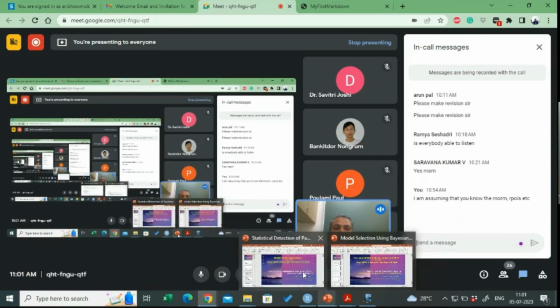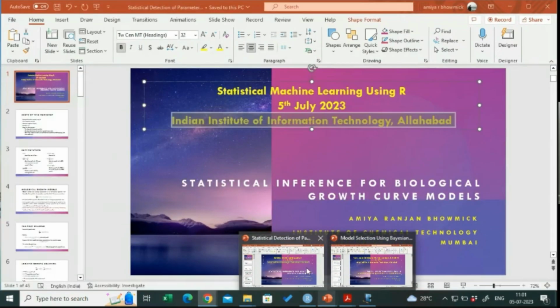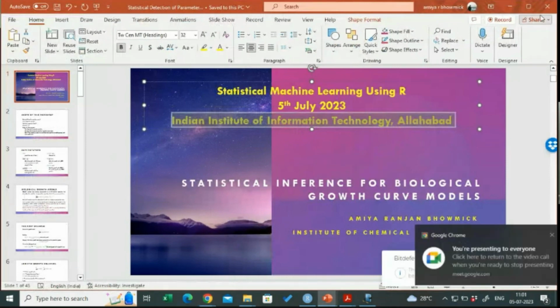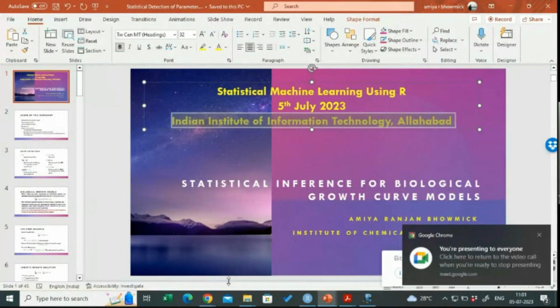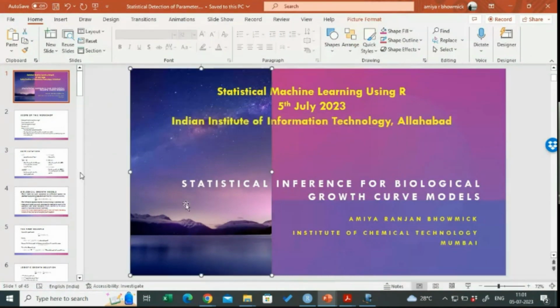So this is a demonstration of dynamic documentation using R. Now, because we have one session on differential equation solving using R as well, another section will be there. This material will also be shared with you all immediately after this session.